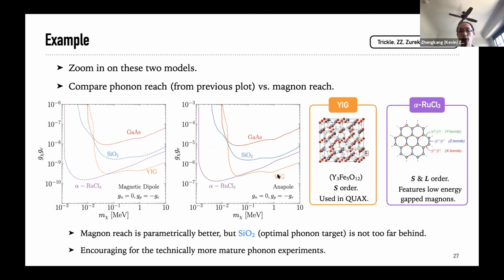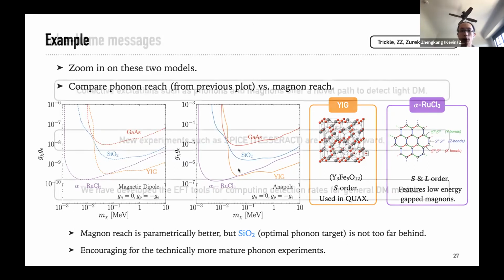Overall, we see the magnon reach is a little bit better than the phonon reach, which is expected again from the EFT power counting analysis. But we see that by optimizing the phonon experiment, namely by using one of the best targets, silicon dioxide or quartz, we can get somewhat close to what we can do with magnons. So this is, I think, an encouraging piece of news because phonon experiments are definitely technically more mature. So with phonon experiments, we can already probe a lot of the parameter space for these well-motivated models.